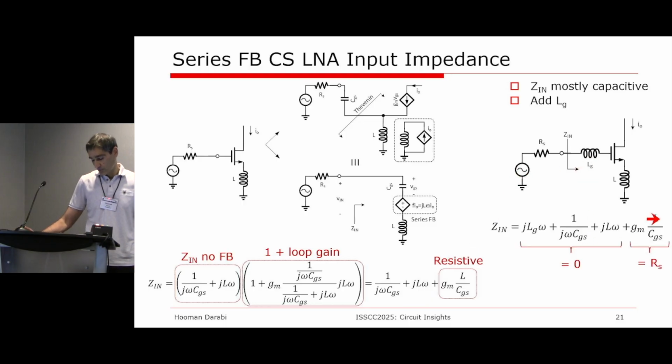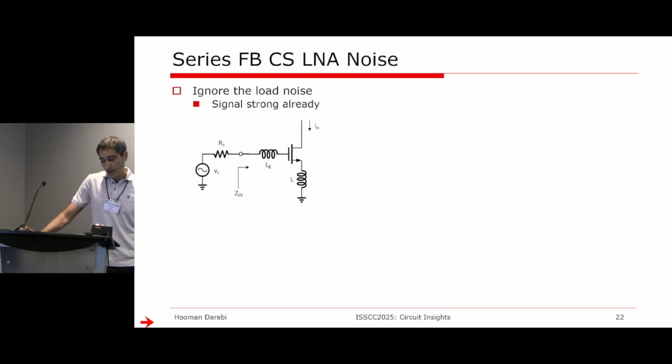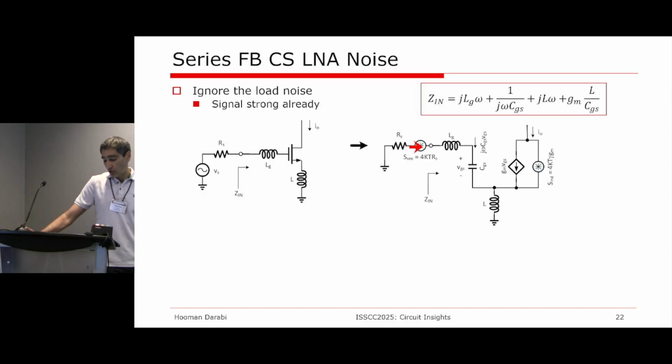The input impedance will be given as this. And this has to be set equal to 0. This has to be set equal to your 50 ohm. And that's your matching. And lastly, we can look at the noise of the amplifier. For that, again, we can add all the noise sources, the source and the transistor. We satisfy the matching, meaning that this is equal to 0. This is equal to 50 ohm.